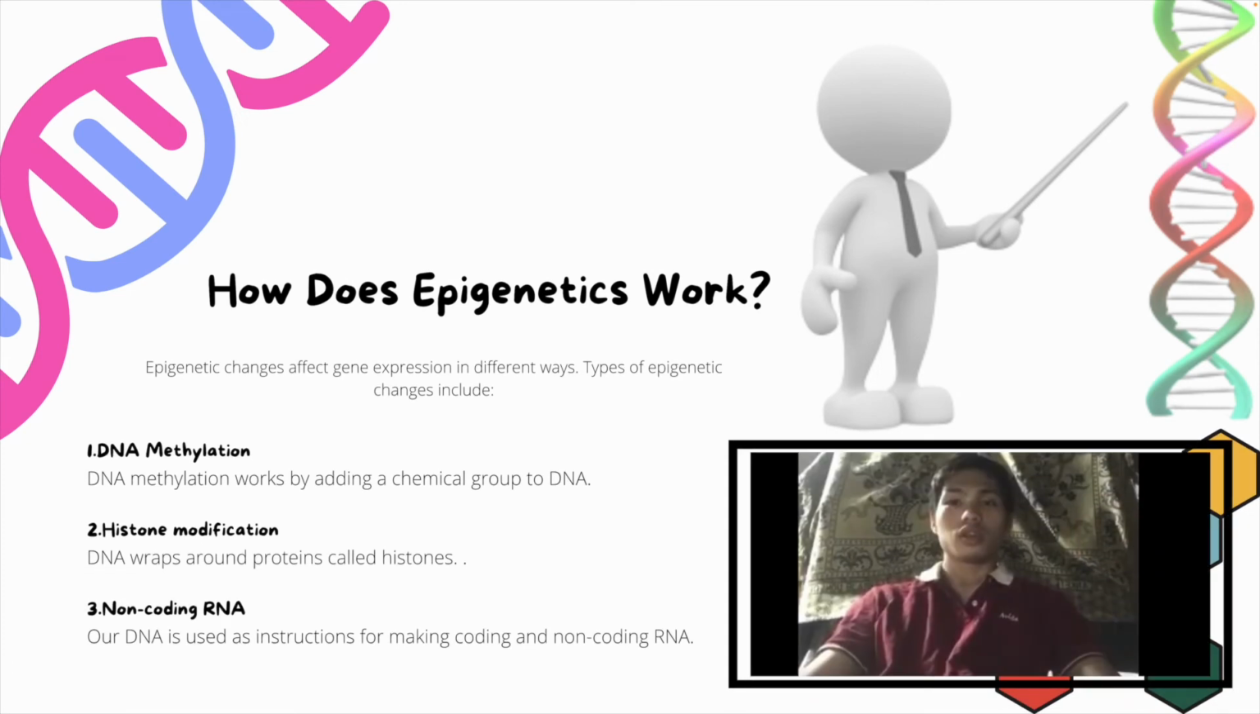How does it work? Genes in DNA are expressed when they are read and transcribed into RNA, which is translated into proteins by structures called ribosomes. Epigenetic changes affect gene expression in different ways. Types of epigenetic changes include DNA methylation, histone modification, and non-coding RNA.